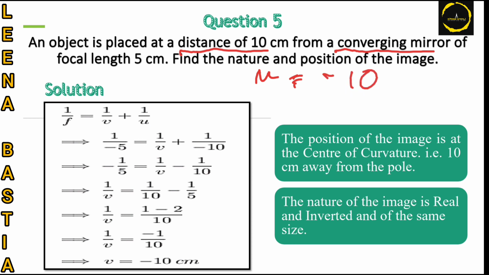And then what is it saying? It is asking for the focal length. Focal length is again minus, because it is a converging mirror, so minus 5 centimeter. Okay.